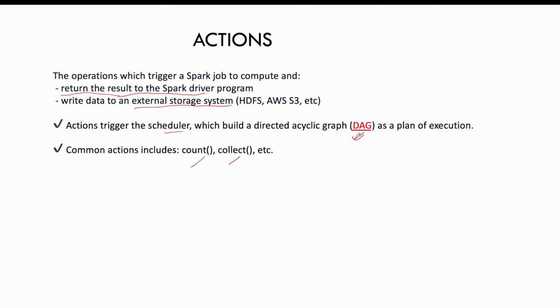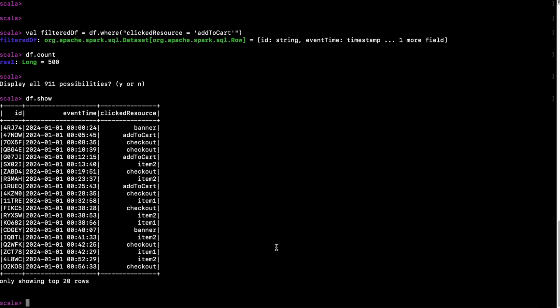DAG is short for directed acyclic graph. There is no cycle in that, that is why it is called acyclic. There are some common actions, which are count and collect, that are used to return some result to the Spark driver program. So as I was discussing previously about the example, let's open that.